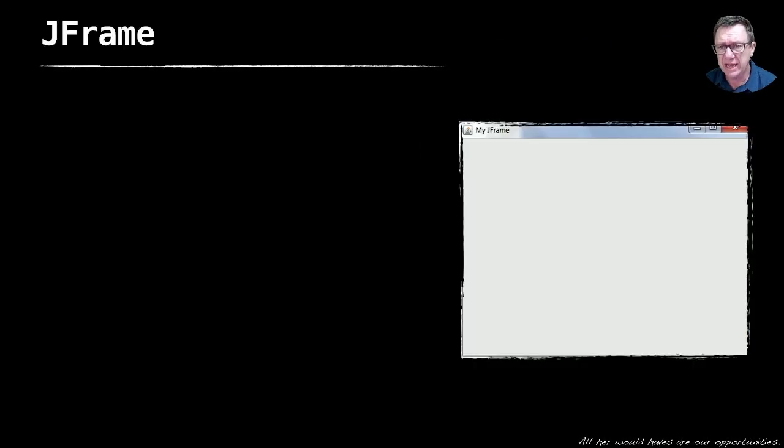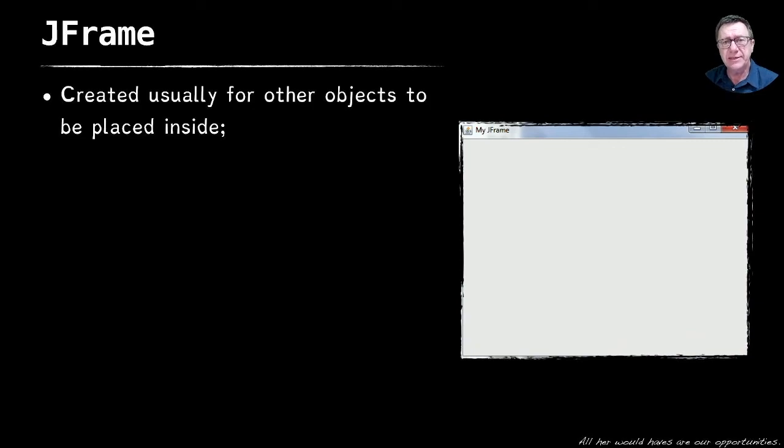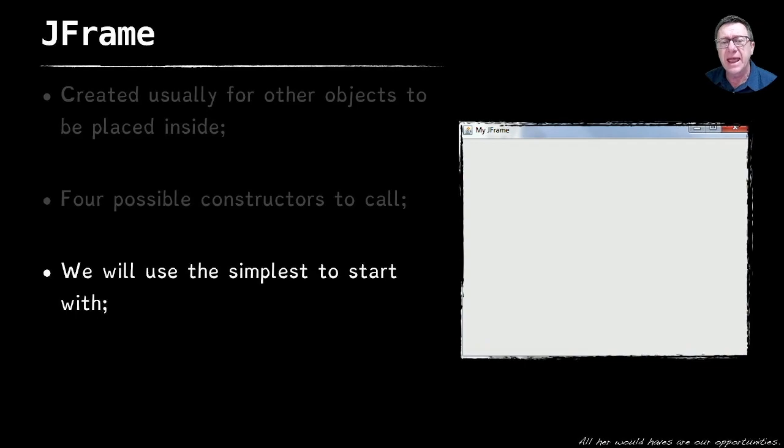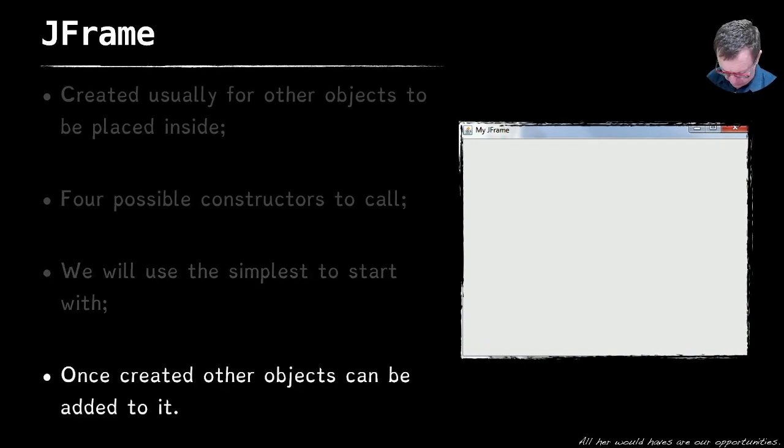JFrame and JLabel. We've got a lovely frame sitting there next to us. Now the JFrame, it's something that we create that we usually put other objects into. It frames things up. So we have 4 possible constructors that we can call, okay? And what we will do is use the simplest one to start with, okay?